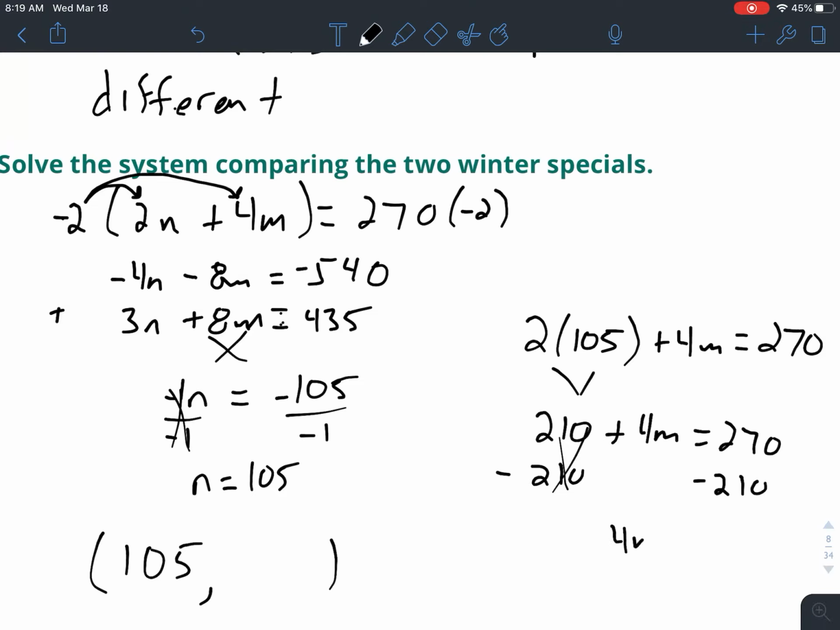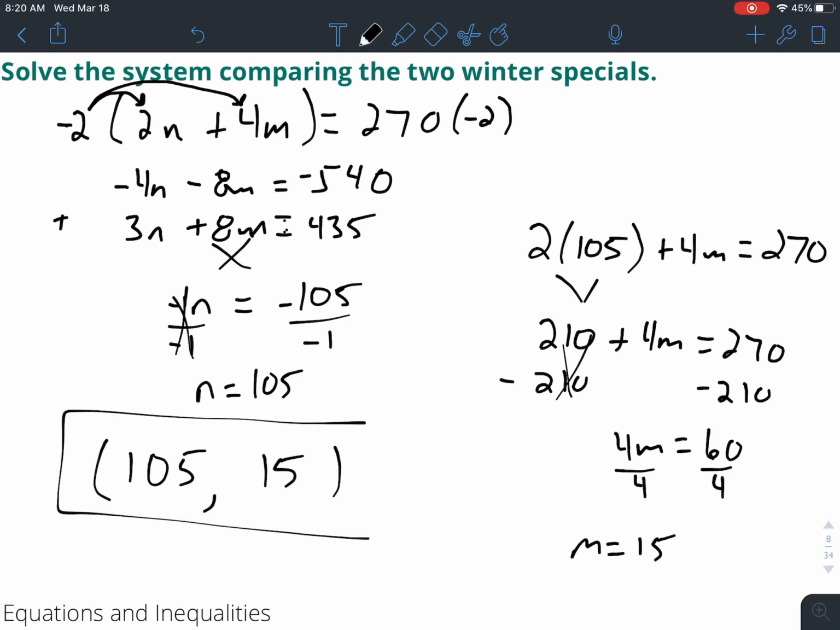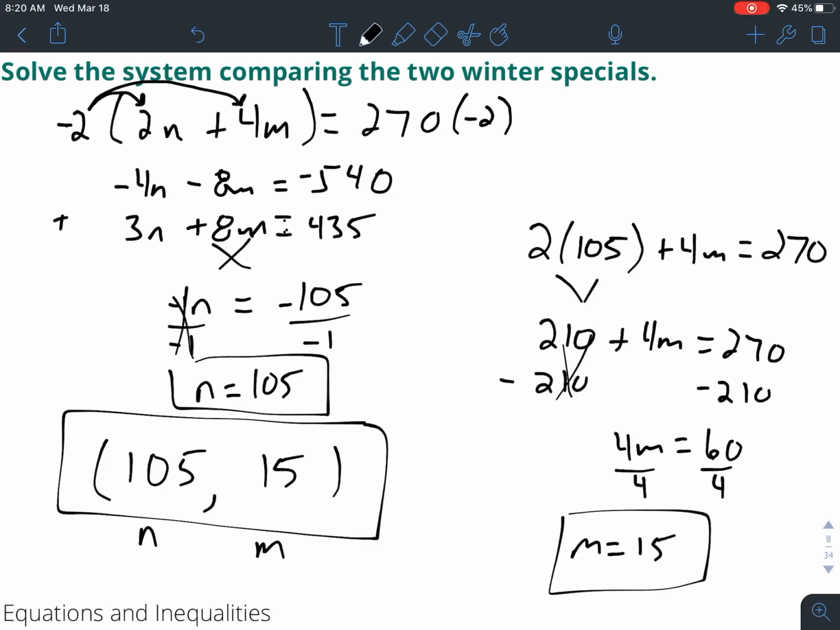Leaves us with 4m equals, and that should leave us down to 60. Divide by 4, and 60 divided by 4 will leave us with m equals 15. So then we could just write it in like this as our n, m values. Okay, if you left it like this, that is okay as well. Just make sure I know where you put those. Okay, so that's our solving for this problem right here.